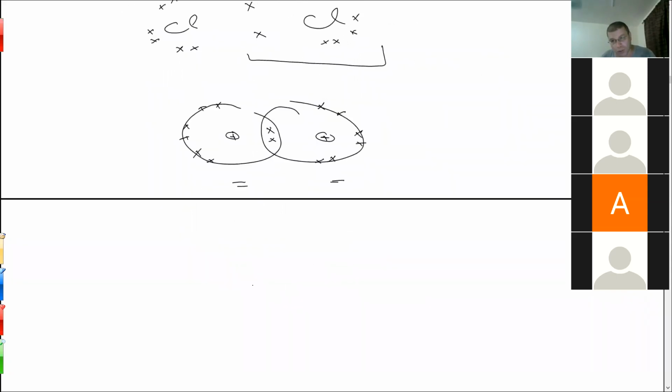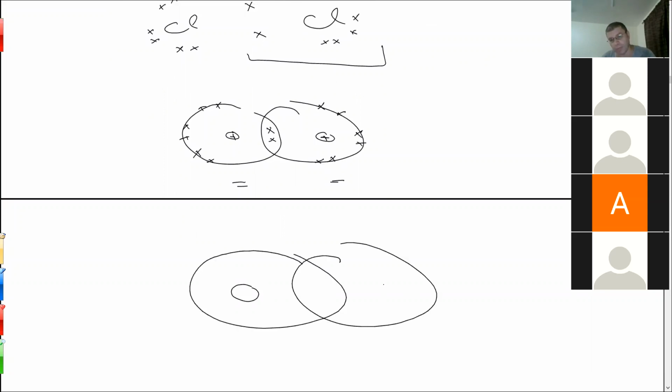We have oxygen, and we have another oxygen. Oxygen has 6 electrons, so it requires 2: 1 from the first oxygen, 1 from the second oxygen. And we still have 4 non-bonded electrons here. And you will get oxygen double bonded to the other oxygen.